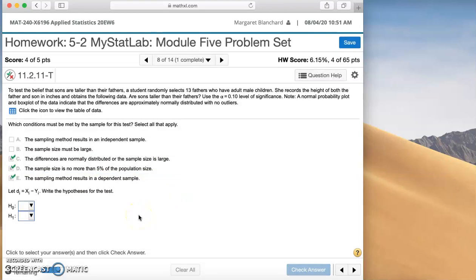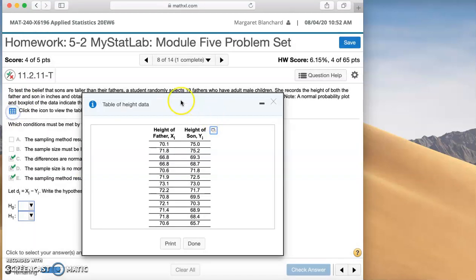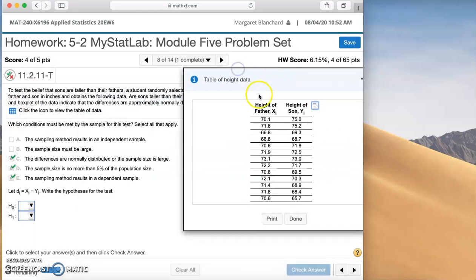All right, so now we have let d_i, the differences, equal x_i minus y_i. So it means that we're looking at the difference between the observation, the mean in one set and the mean in the other set. So write the hypotheses for this test. Remember, let's look at the data set real quick. Here we have the father's data set is going to be our x_i. Our son's data set is going to be y_i.